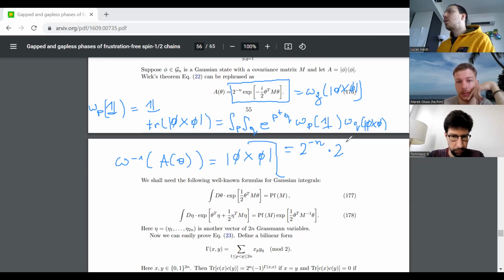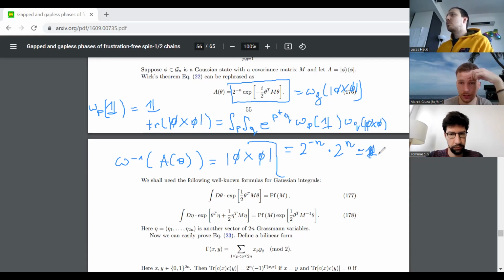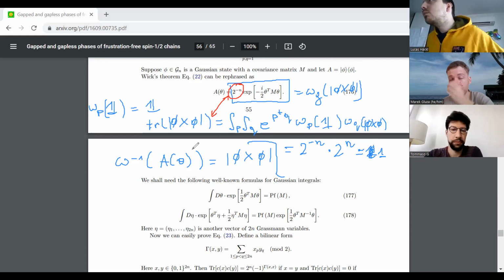So basically we should get a factor of 2 to minus n, and that way we will get the identity or the unit normalization. So all this discussion is to say that you want to interpret this as normalization, and you could also try to compute this normalization in the Grassmann formula.